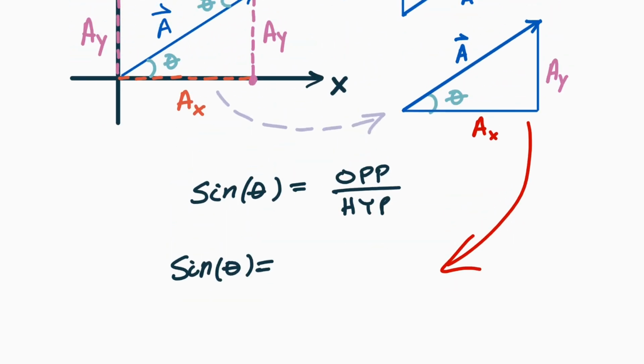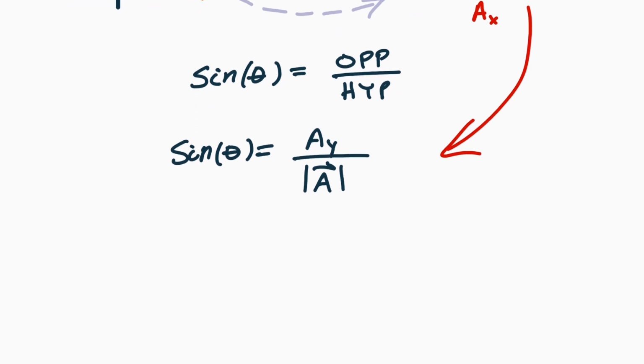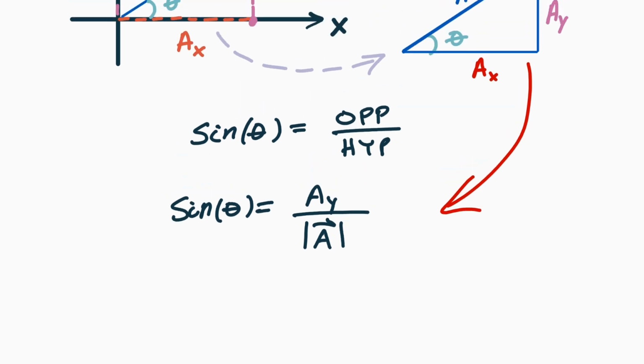And so opposite is A_y over the magnitude of vector A, right? And so we'll just draw those bars to show that we're talking about a magnitude right now, rather than the vector itself, because the vector itself has a direction, right? And again, we're just referring to the magnitude of that vector. All right, well, what does that mean? Well, we don't know the length of the vector, but we might know the length of the individual components, right? We might know A_y and A_x.